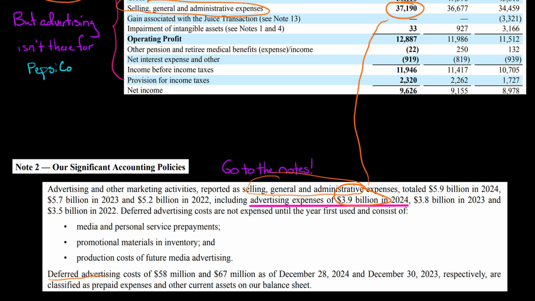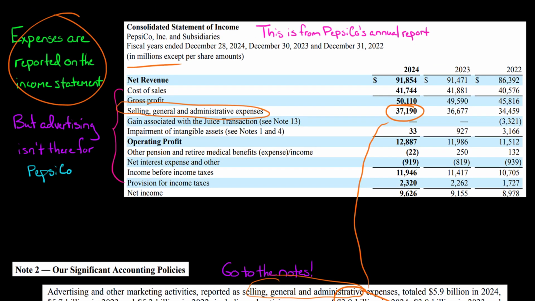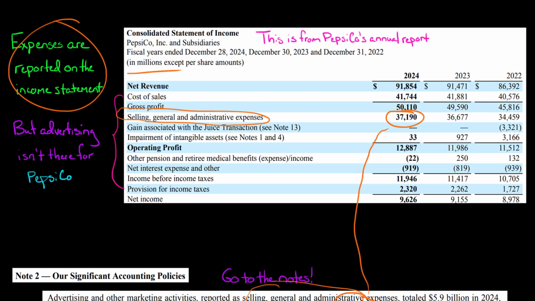Now, you might have also noticed here, deferred advertising costs. See that? Deferred advertising costs, $58 million as of December 28th, 2024. And it says that that is a prepaid expense. So that's advertising costs that have not yet been expensed. Think of it as they prepaid advertising. They paid for an ad, the ad has not been run yet, so it hasn't been expensed yet. So where's that $58 million going to go? Well, that's not part of advertising expense, because it hasn't been expensed yet.